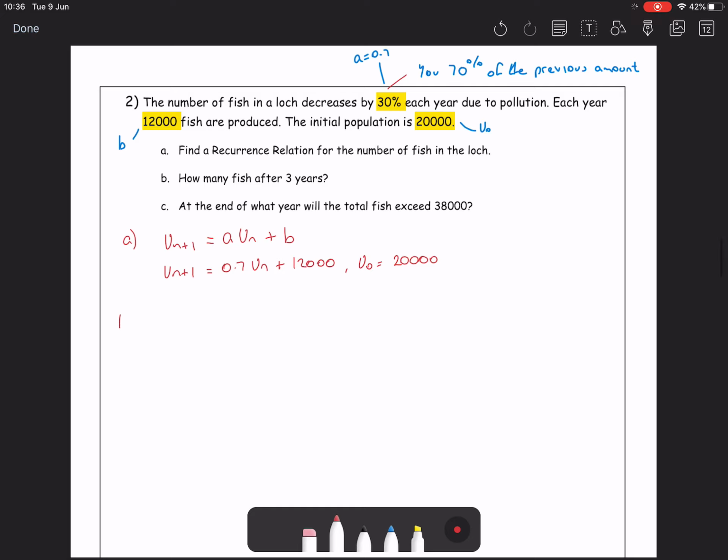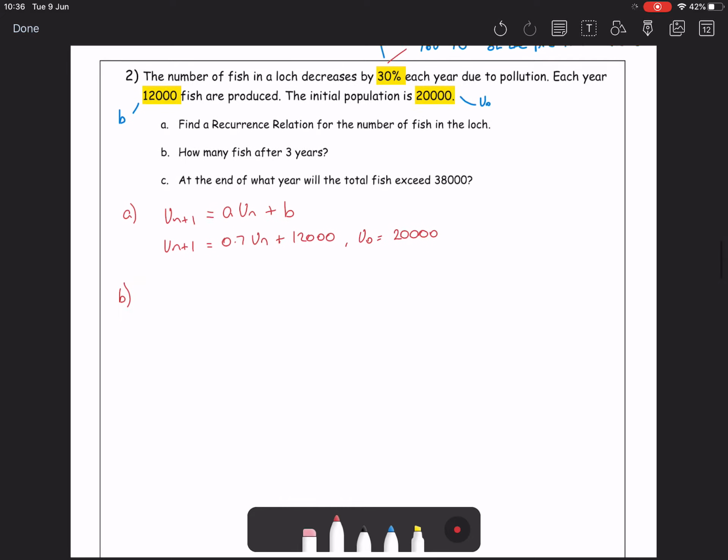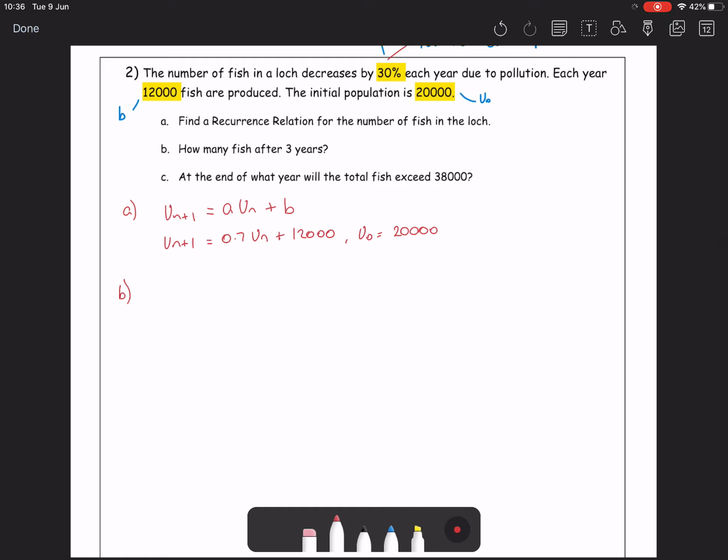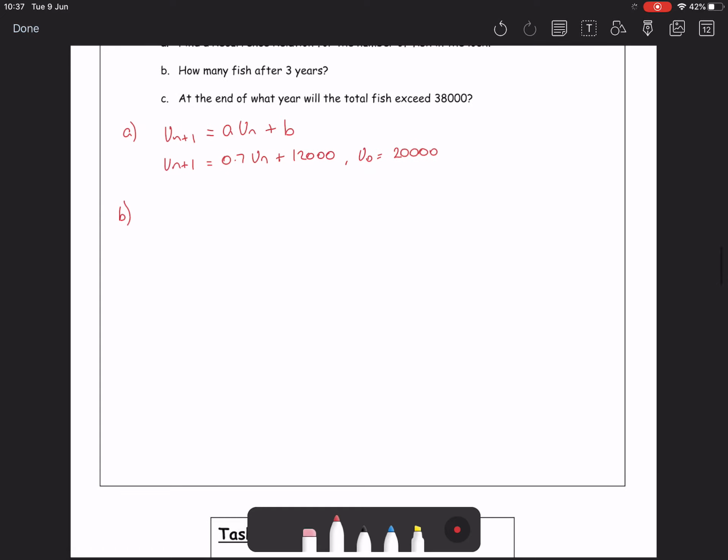So part B, again: how many fish after 3 years? Let's put the recurrence relation into action. Again, working wise will be much the same. U0 is equal to 20,000. My first term in my sequence is 0.7 times U0 plus 12,000.